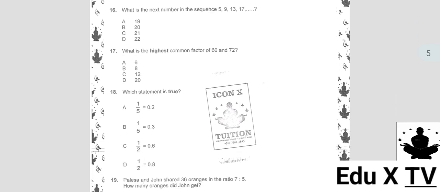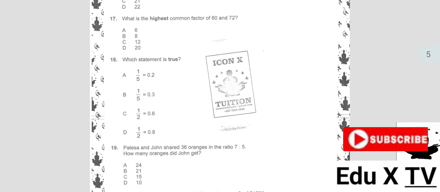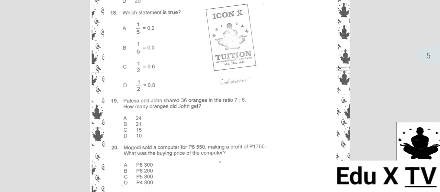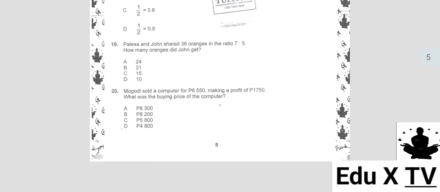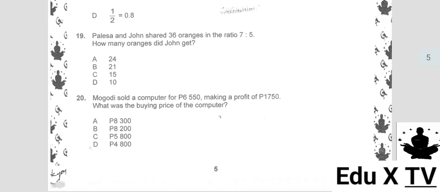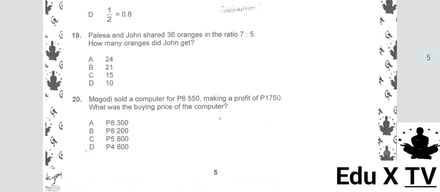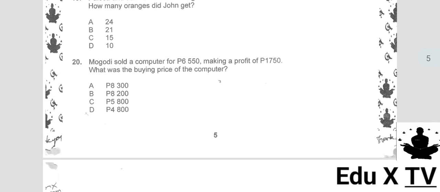Number 17. What is the largest common factor of 60 and 72? The answer is C. Number 18. Which statement is true? The answer is A. Number 19. Palesa and John shared 36 oranges in the ratio of 7:5. How many oranges did John get? The answer is C.